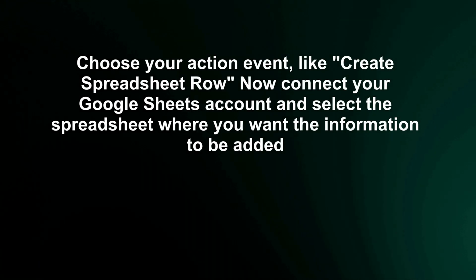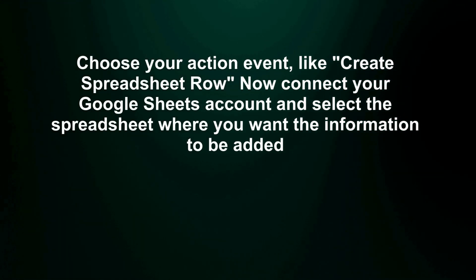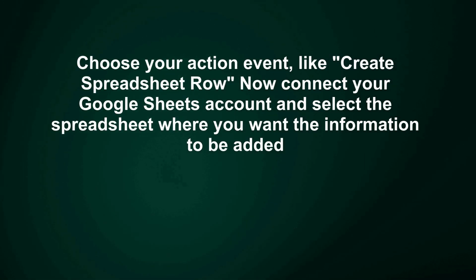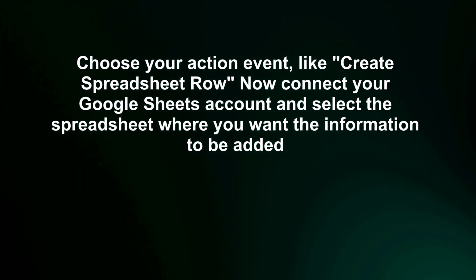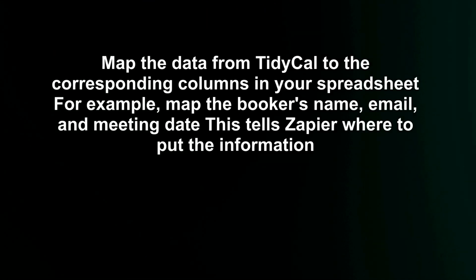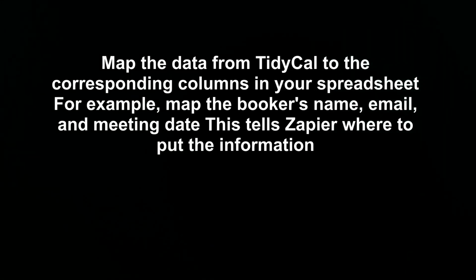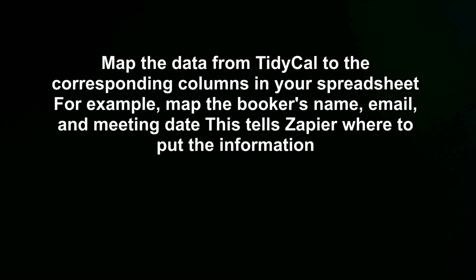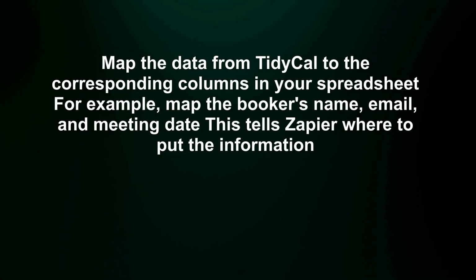Choose your action event, like Create Spreadsheet Row. Now connect your Google Sheets account and select the spreadsheet where you want the information to be added. Map the data from TidyCal to the corresponding columns in your spreadsheet. For example, map the booker's name, email, and meeting date. This tells Zapier where to put the information.